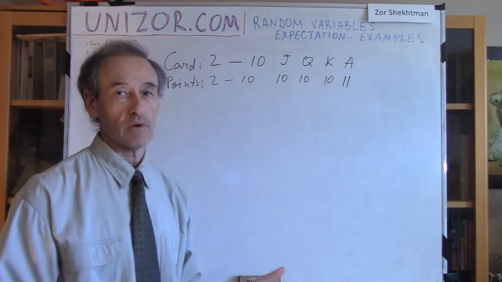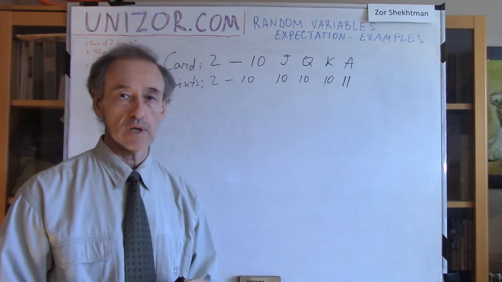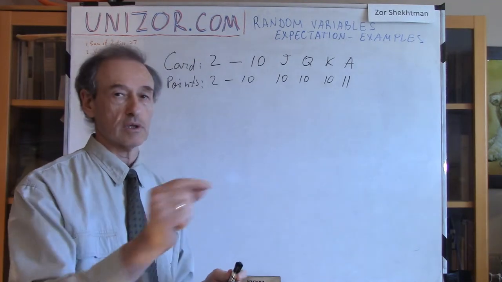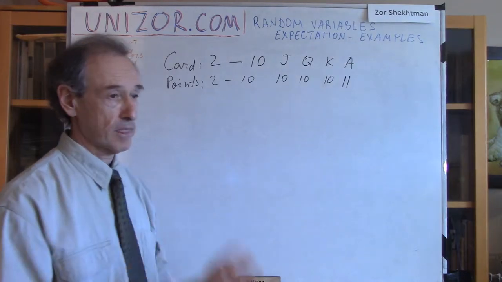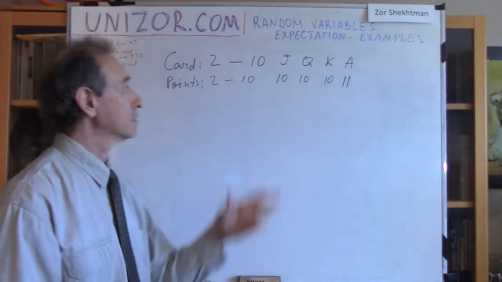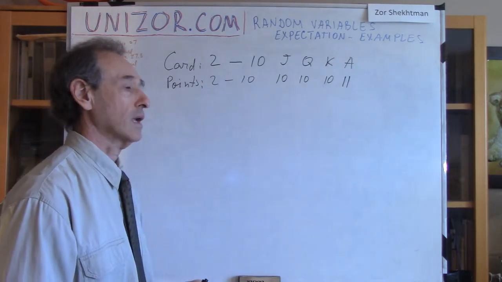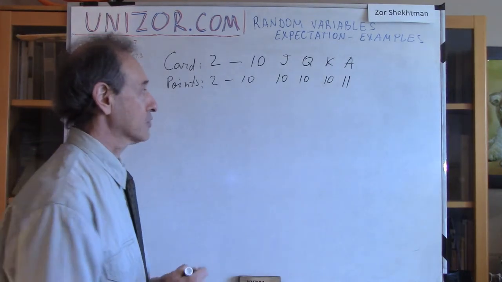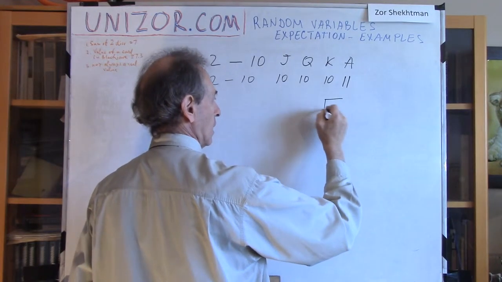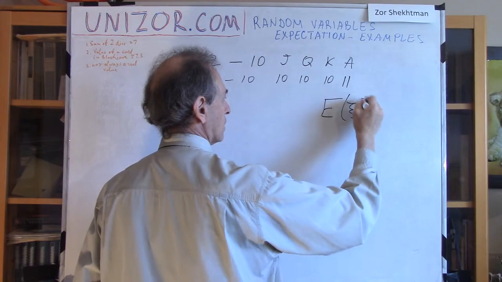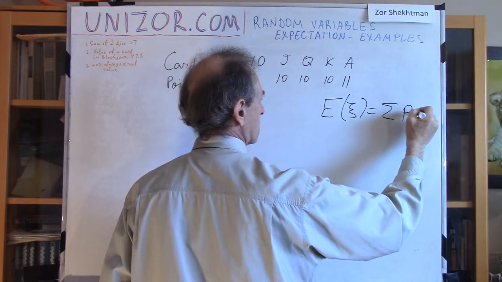Well, it is a random variable. Our set of elementary events is each particular card, and there are 52 different cards, right? And the value of the variable for each card is described as we see it here. Okay. Let's go back to our definition of the expectation of the random variable as the sum of these products.